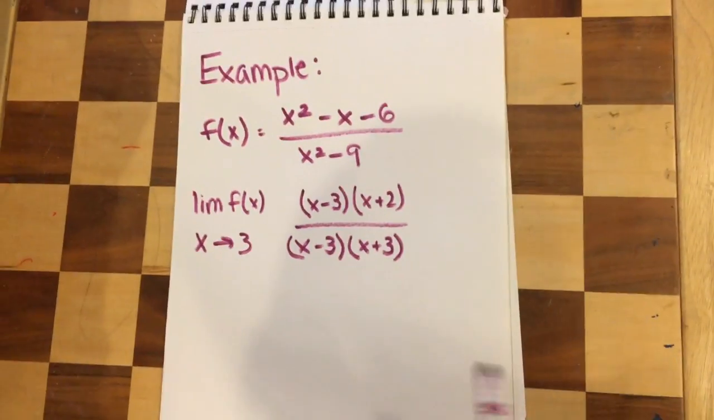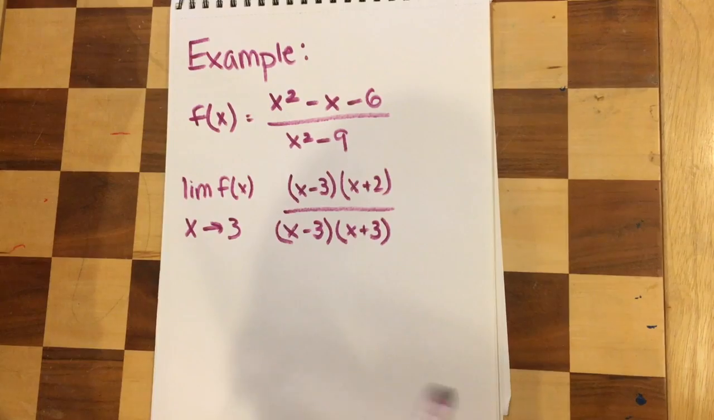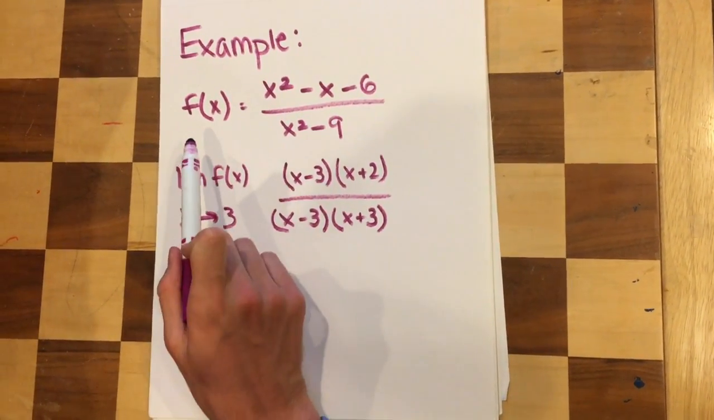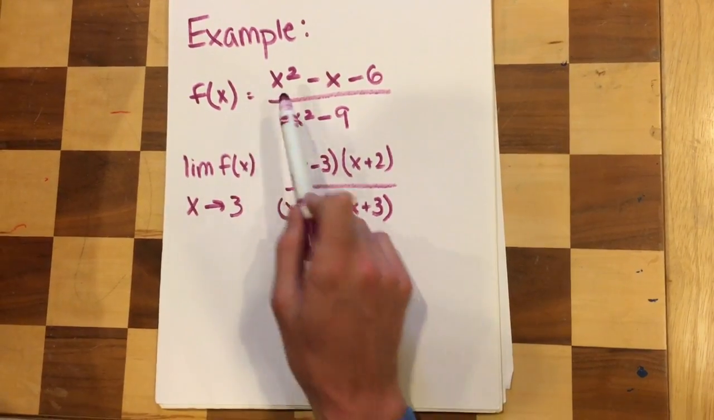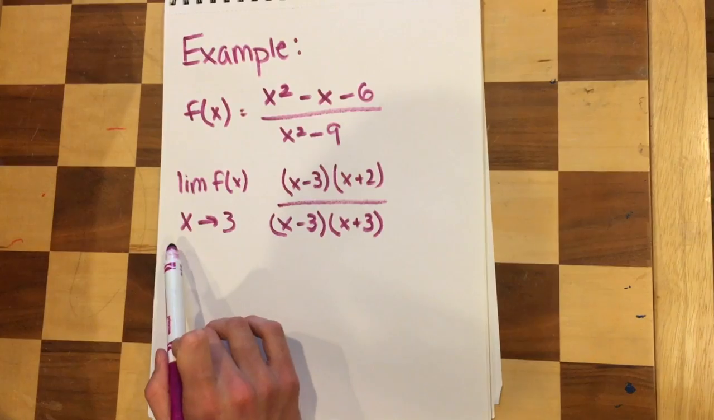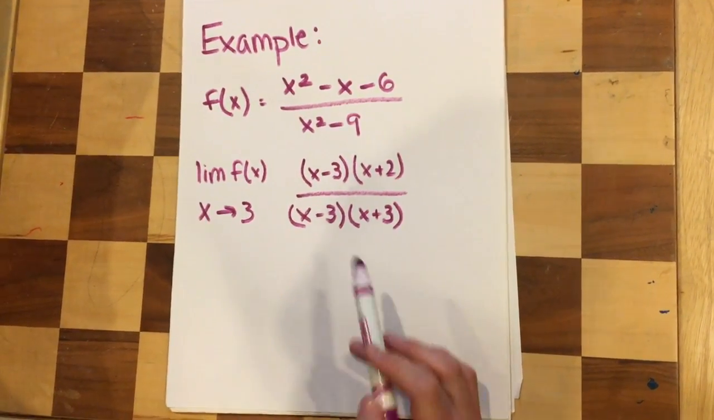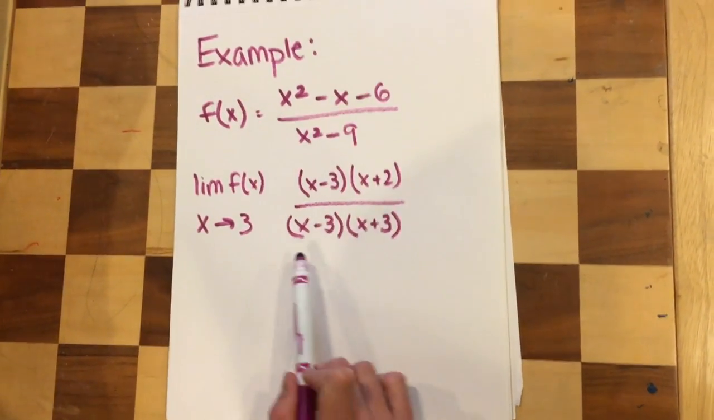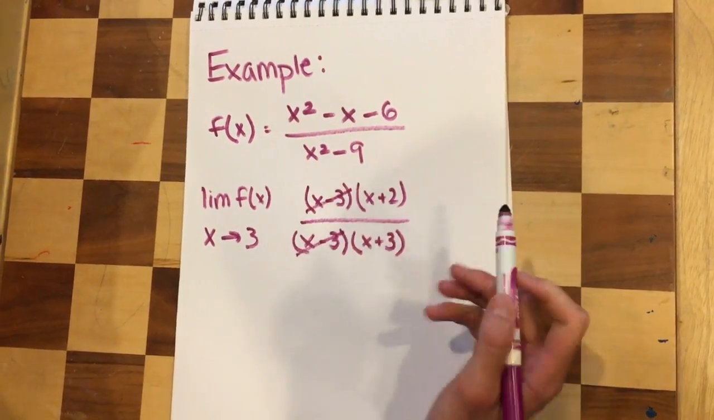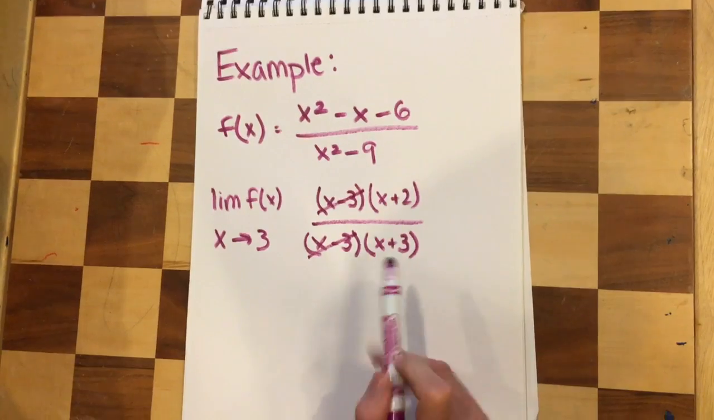The second example that we're going to show you is how to find the limit of a function when the denominator is going to be 0. So we're going to find the limit of this function, f of x equals x squared minus x minus 6 over x squared minus 9, as x approaches 3. So we'll factor the numerator and the denominator as shown here. These two will cancel out. So you're left with x plus 2 over x plus 3.